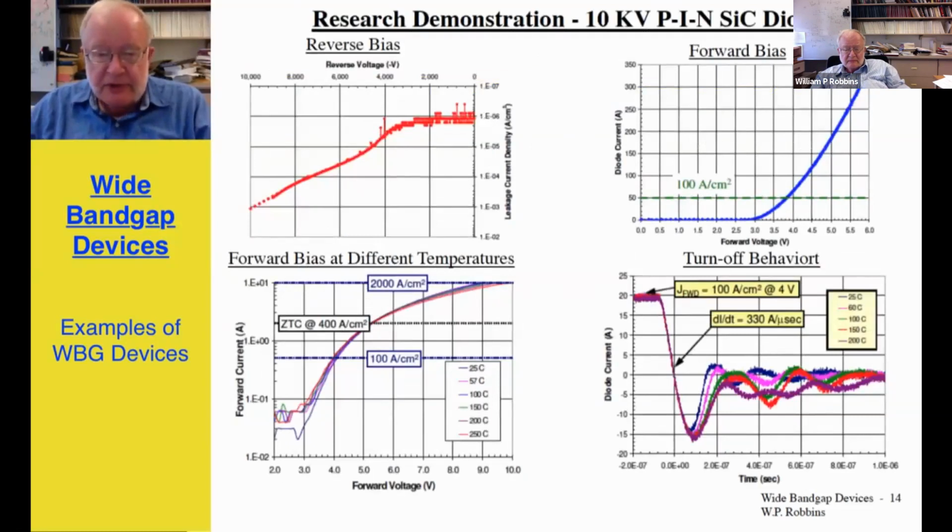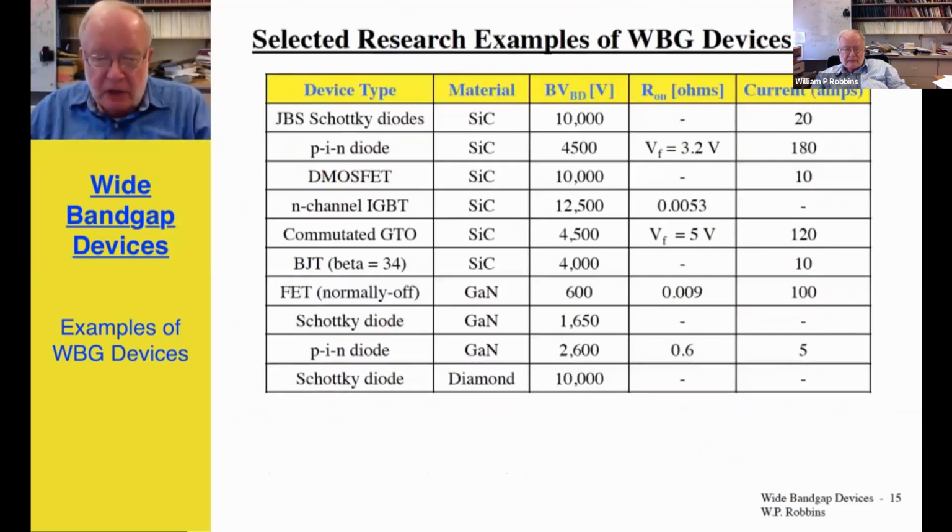Here are some other examples of devices that I found doing a quick search.